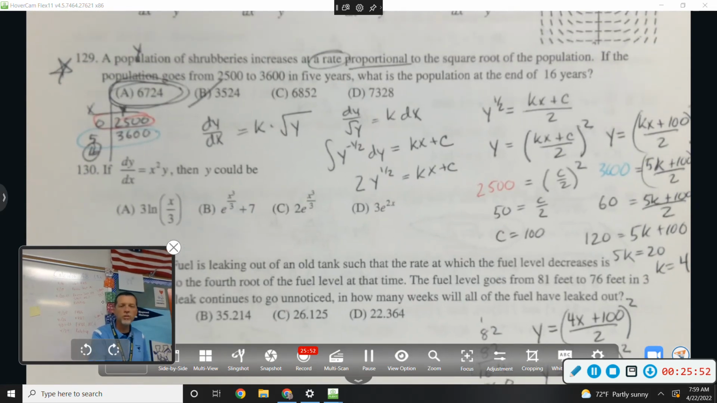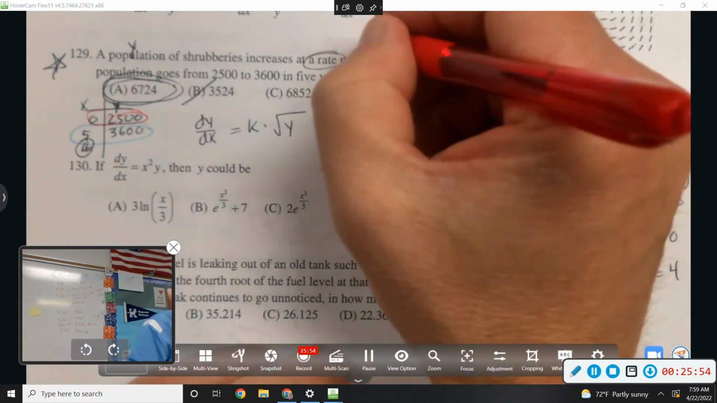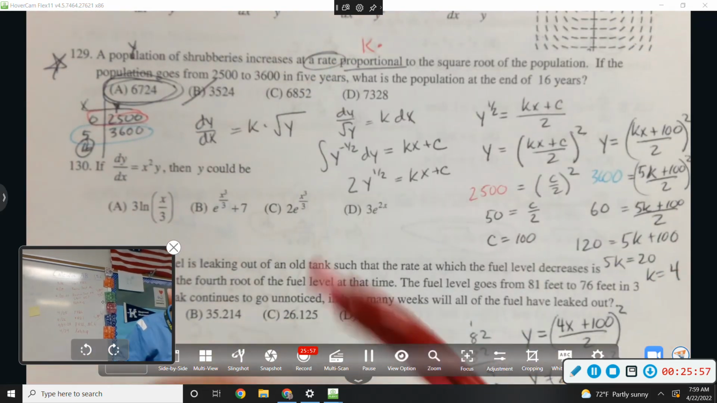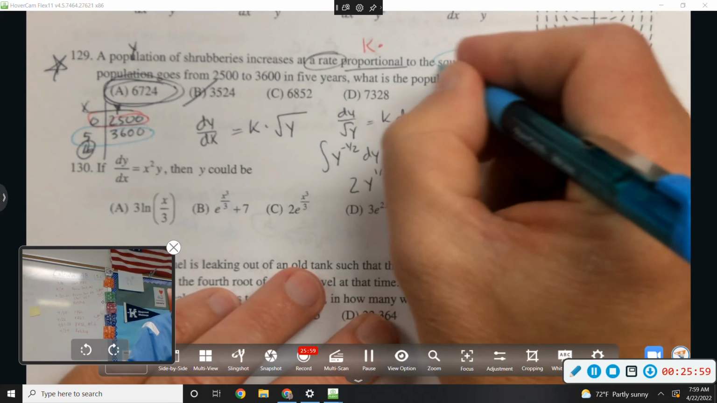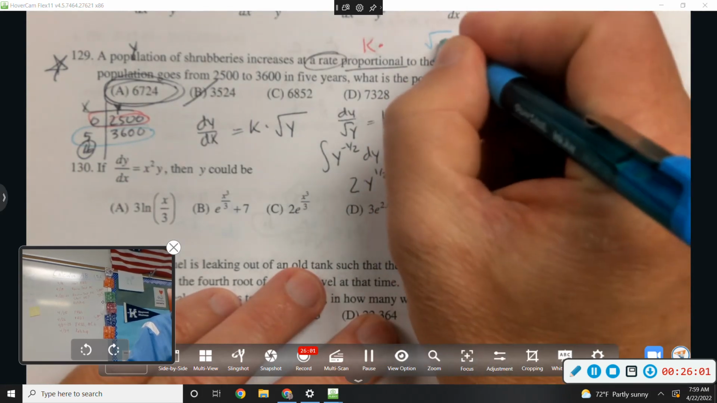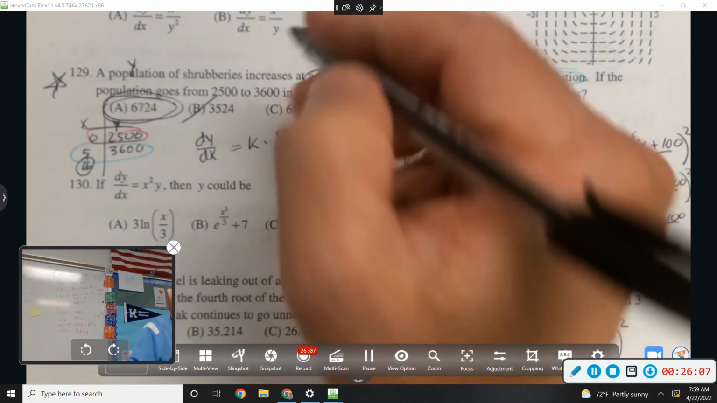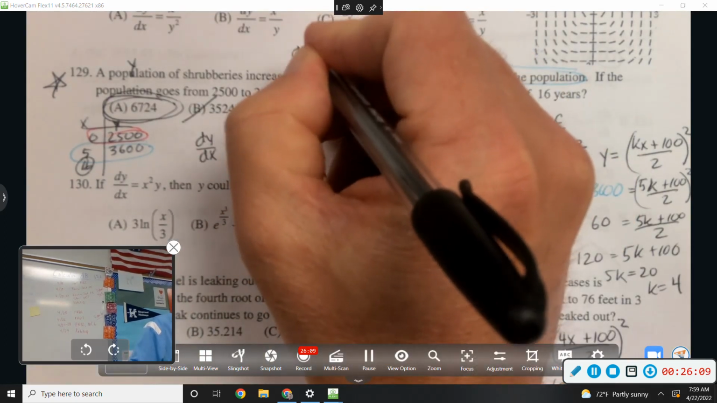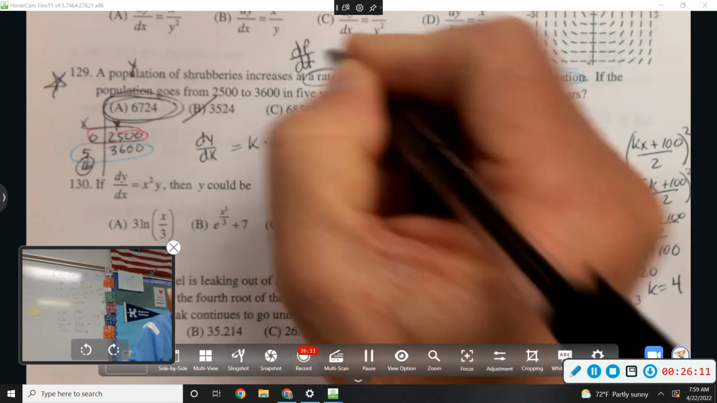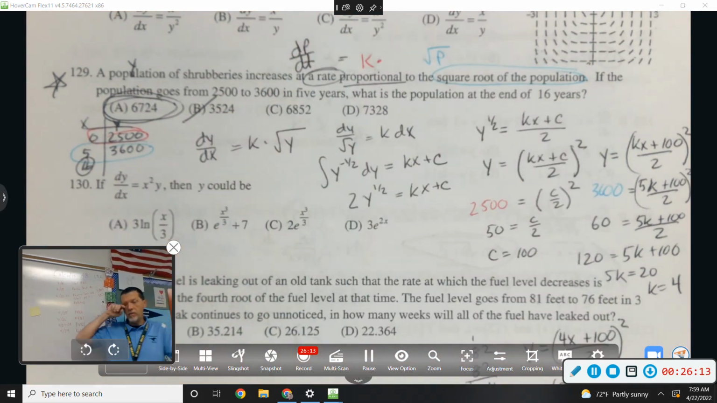Well, proportional means that would mean K times. And then the square root of the population is where the square root of P or Y would come from. The rate is what, I guess I should have done dP dt to make it more official looking.